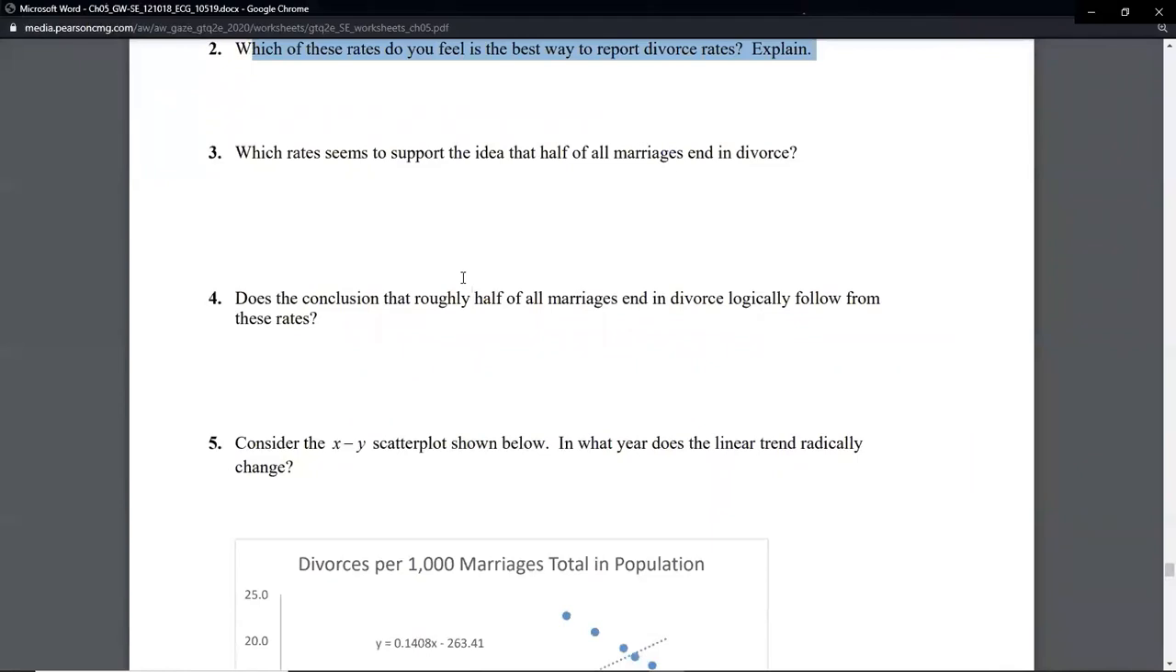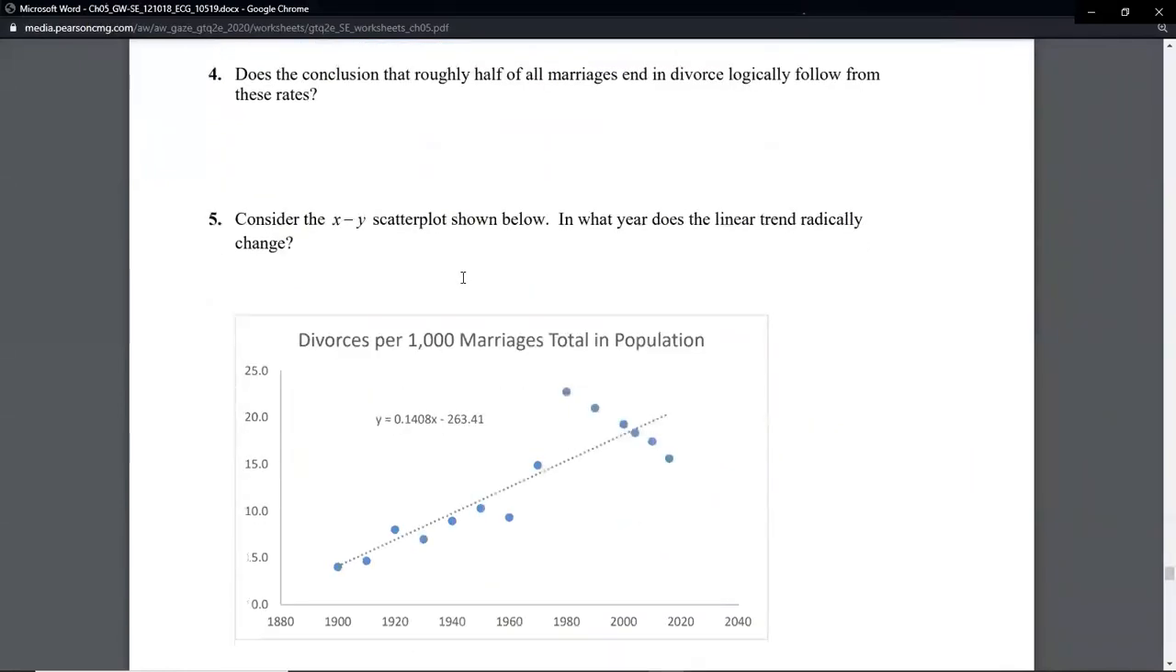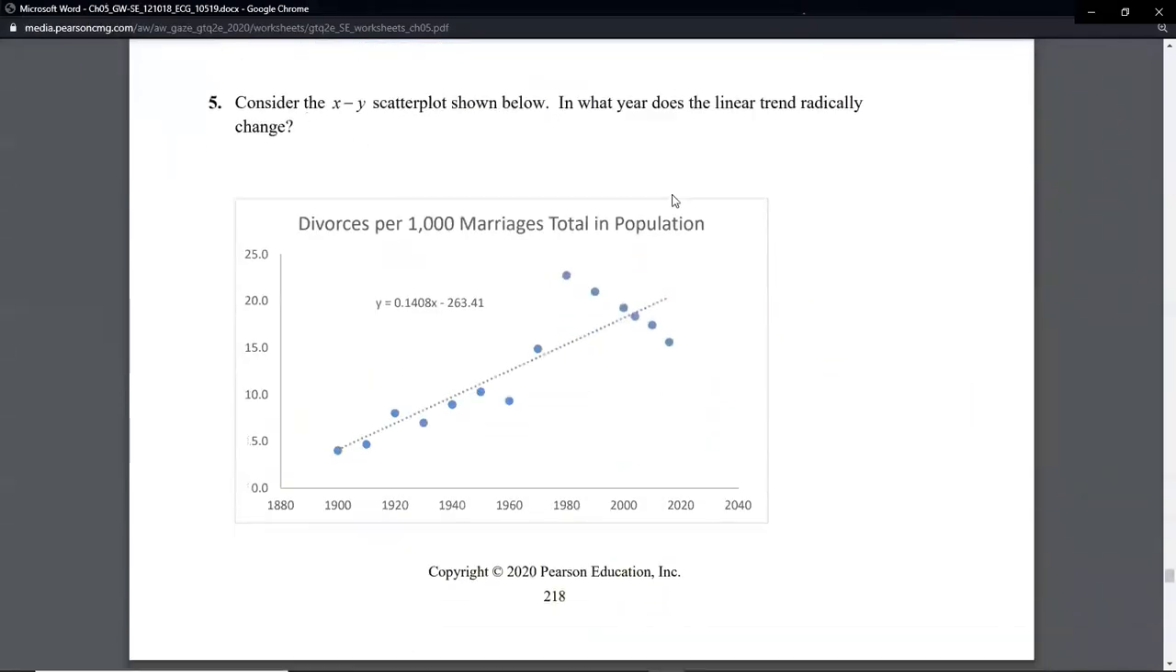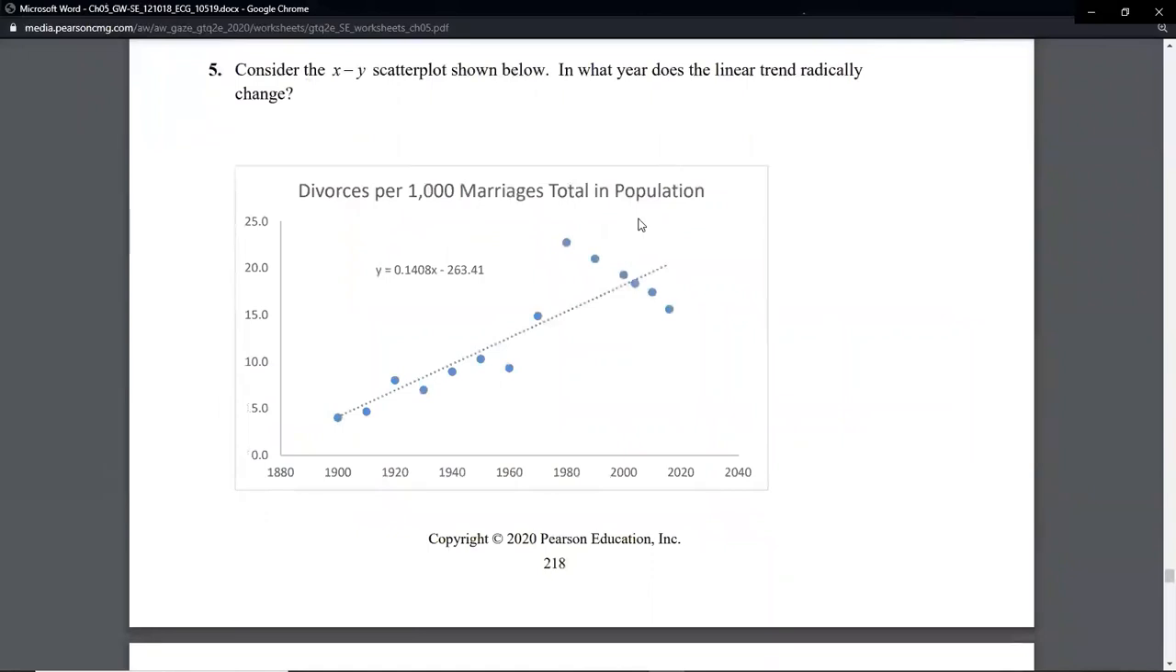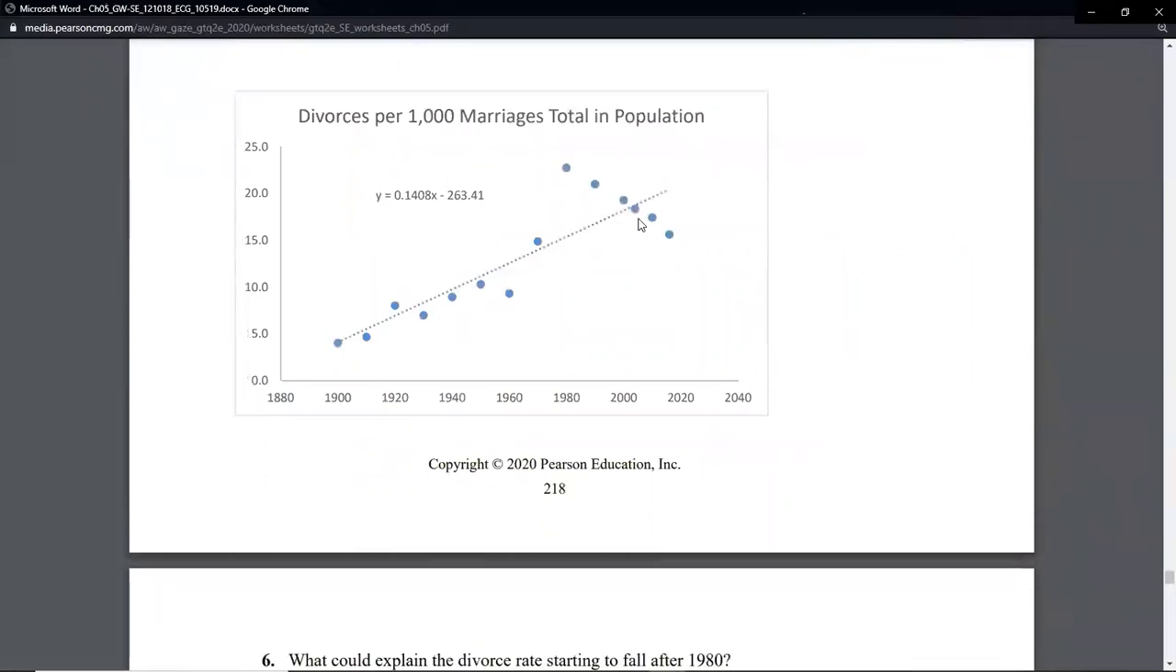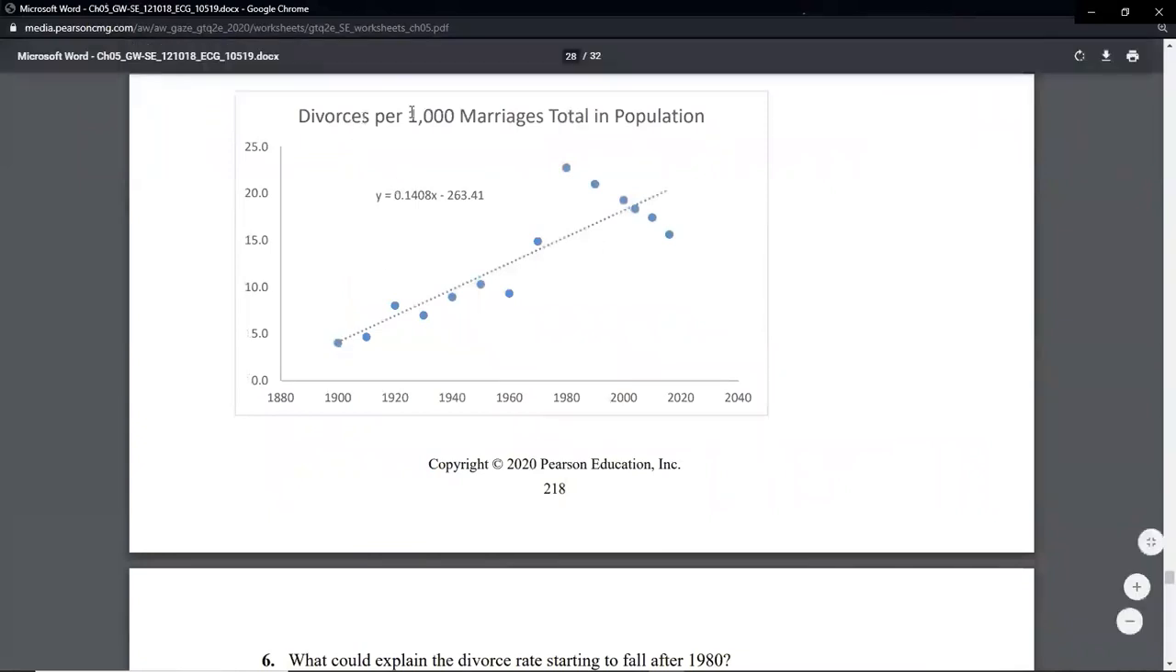We're not trying to get into the philosophical side of it too much. Then they show this scatter plot. Like I said, I'm just really quickly addressing this because it's one of my favorite activities, but it's long to talk about. So this is the divorces per 1,000 marriages total in the population.